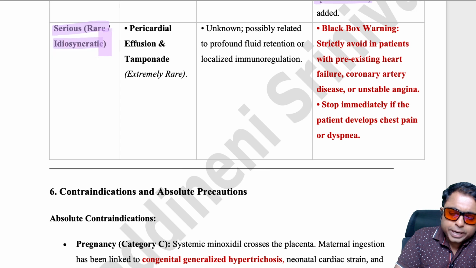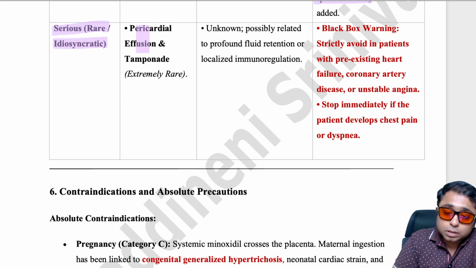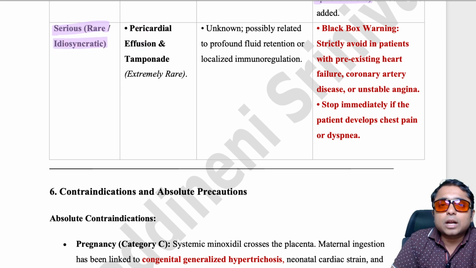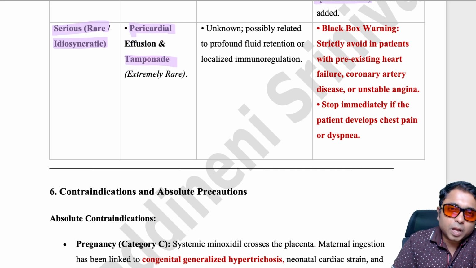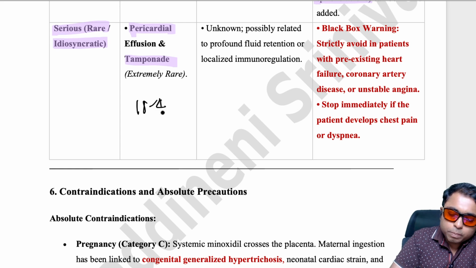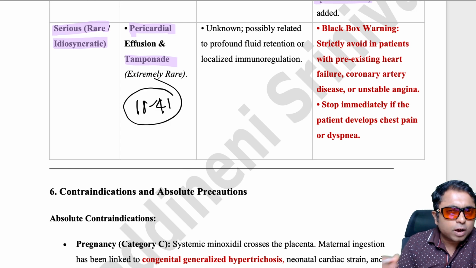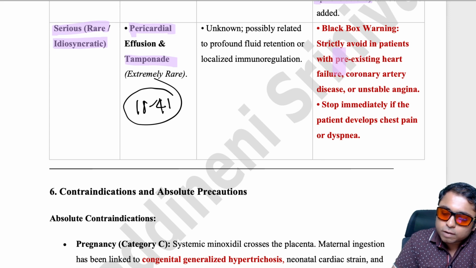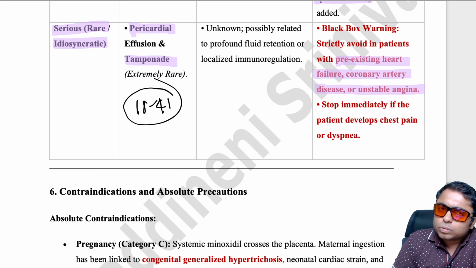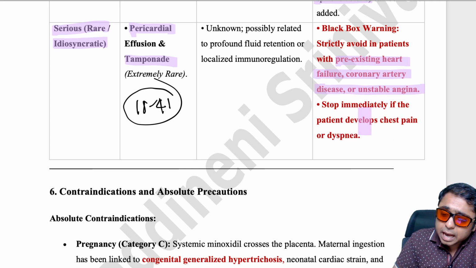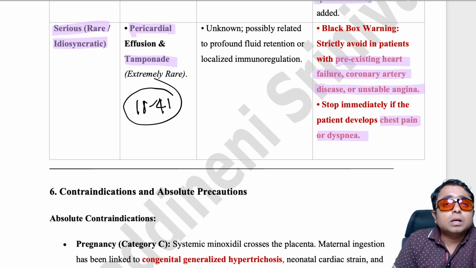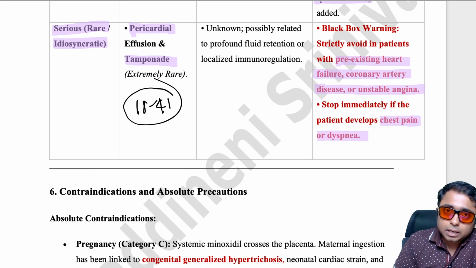Okay, and so idiosyncratic effects because of minoxidil. So these are extremely rare, they are not at all common. The patients may develop pericardial effusion and tamponade. So that's why, like we have already discussed, the age group in which this is used commonly is 18 to 41 years, and we try to avoid this in the elderly, because there is high likelihood of heart failure, coronary artery disease, or unstable angina in those individuals. And also remember, if you start this minoxidil and if the patient is having chest pain or dyspnea, this medication should be stopped immediately. It should not be continued.